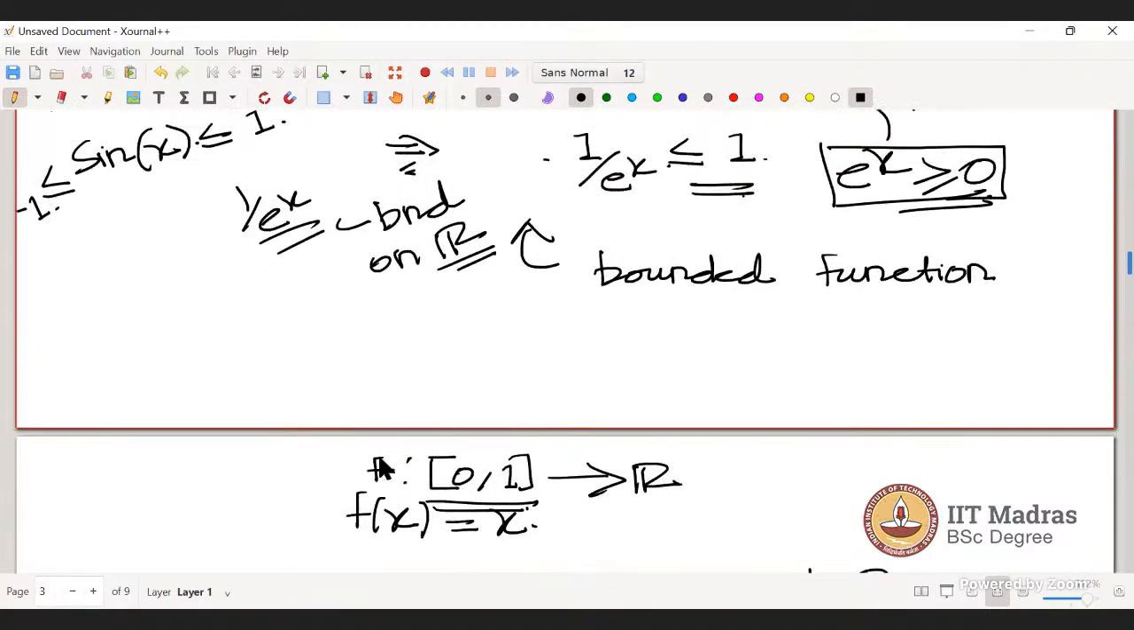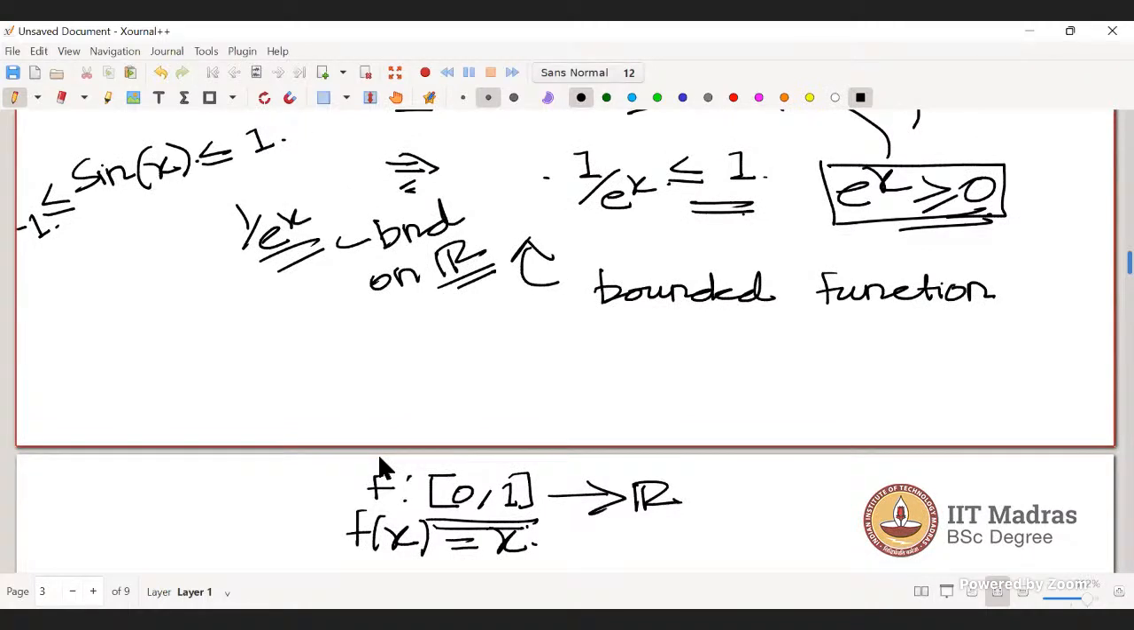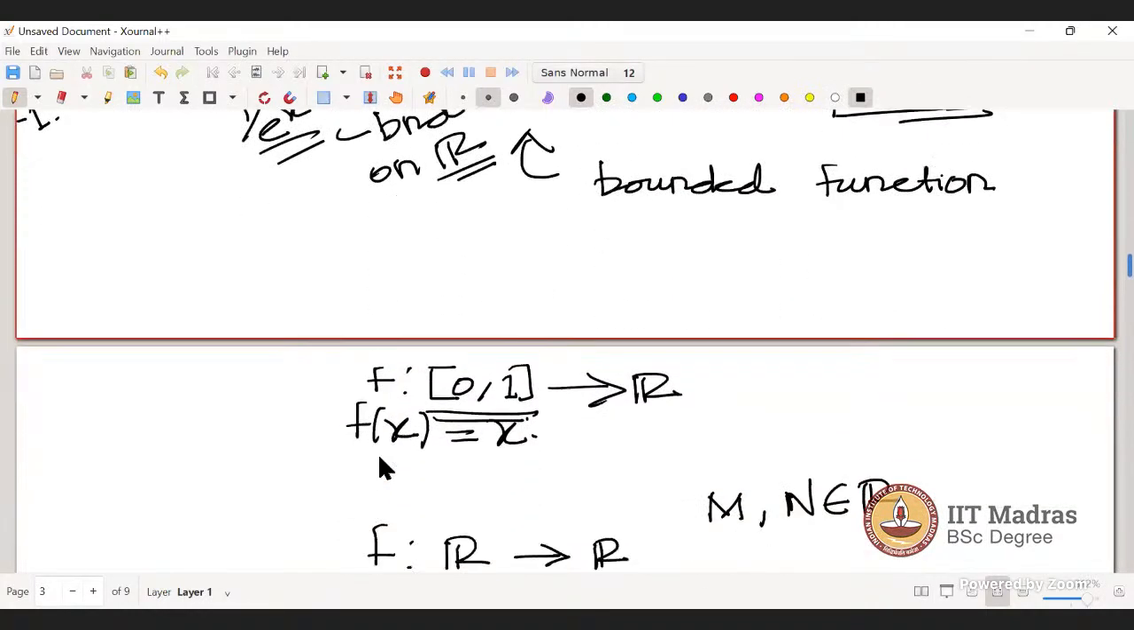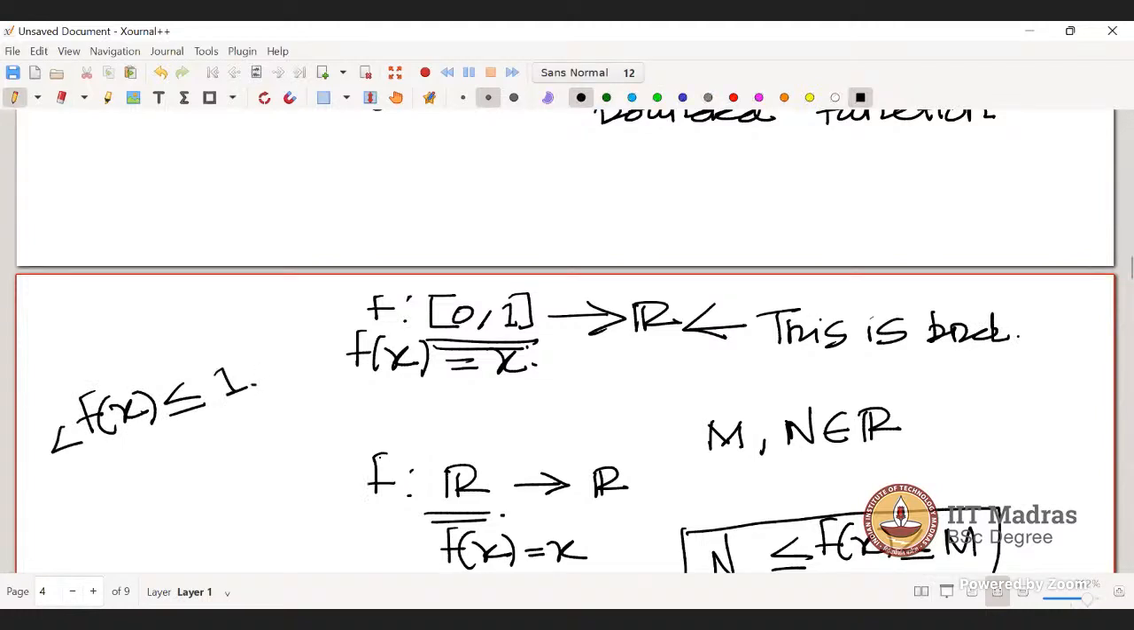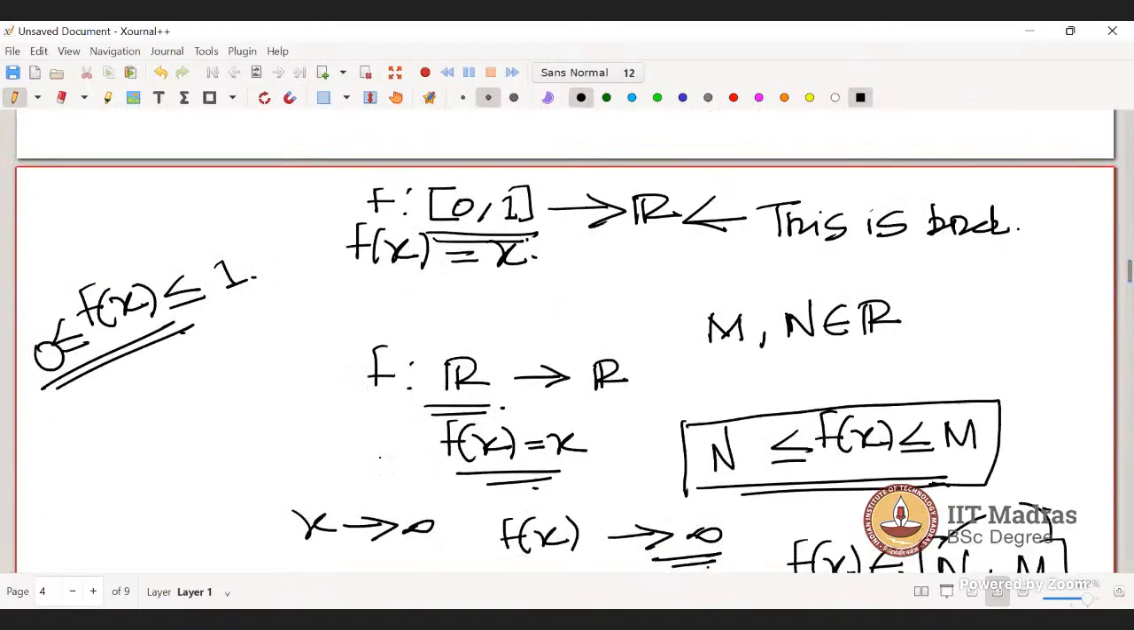Here f from 0 to 1, to R. So here we are restricting the domain, right? Yes. And now what you have said is here we are concerned with range. So this is a bounded function, because the range of the function is basically in between two finite numbers, between f of 0 and f of 1. But here, if I consider from R to R, this is not a bounded function.